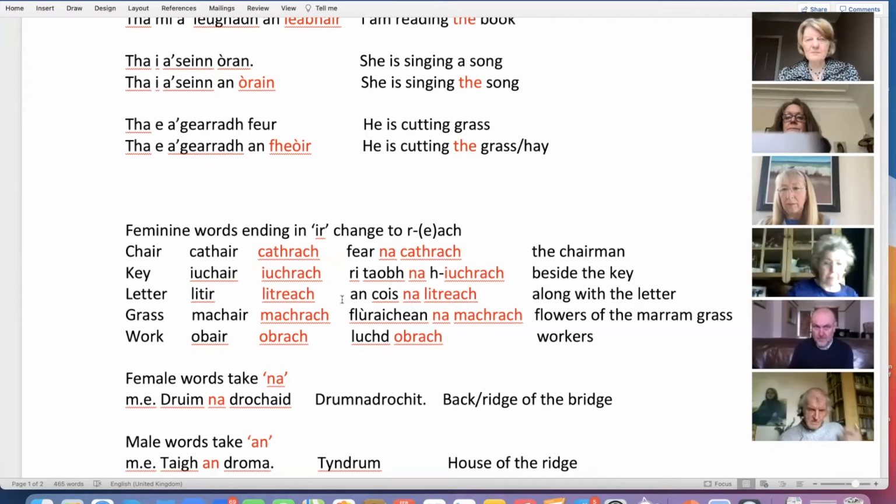Machair, which is marram grass, usually found up in the Uists. Machair becomes machrach, flùraichean na machrach, and words like obair, ending in EIR, change to obrach, and you get luchd-obrach, the people of work. Gives you the word for workers.